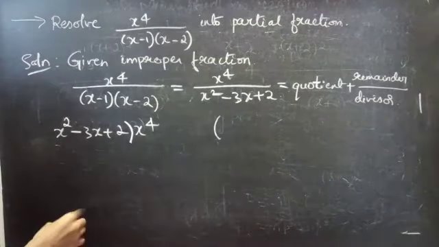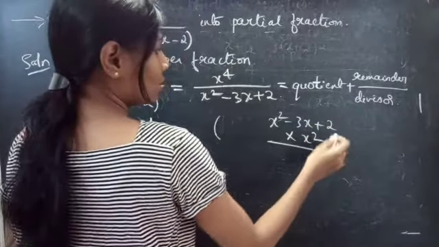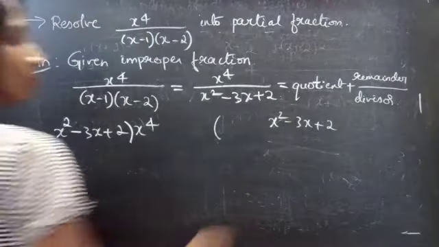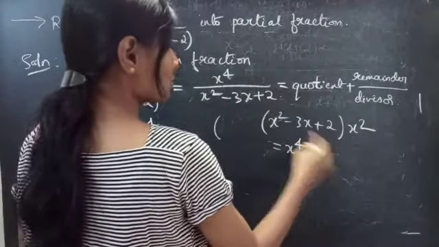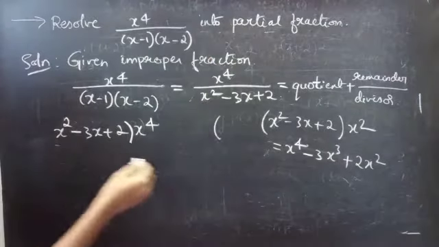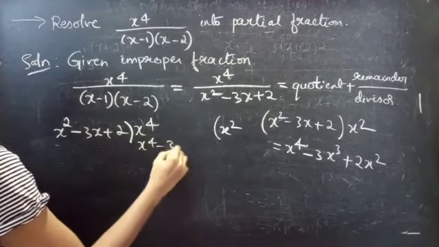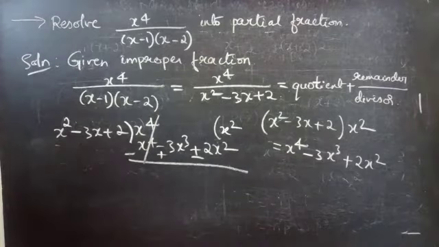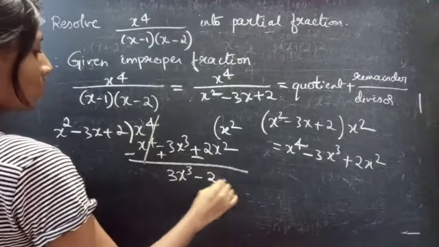So x squared minus 3x plus 2 into x squared: x squared into x squared is x power 4, minus 3 into x squared is x cubed, plus 2 into x squared is 2x squared. So x squared minus 3x plus 2 into x squared is x power 4 minus 3x cubed plus 2x squared. Now change the signs. Plus x power 4 and minus x power 4 get cancelled. So you'll get plus 3x cubed minus 2x squared.